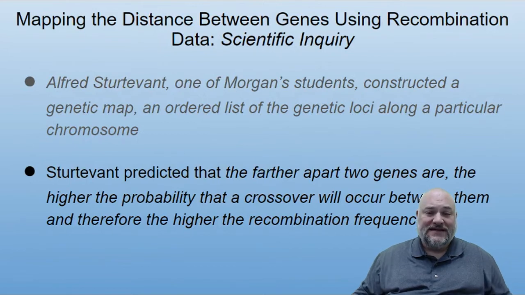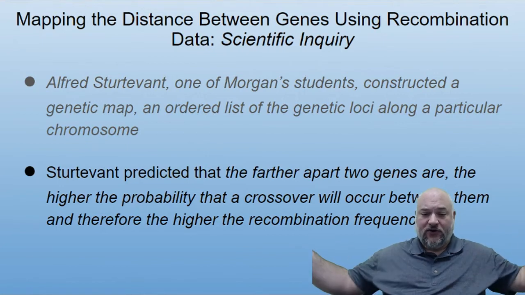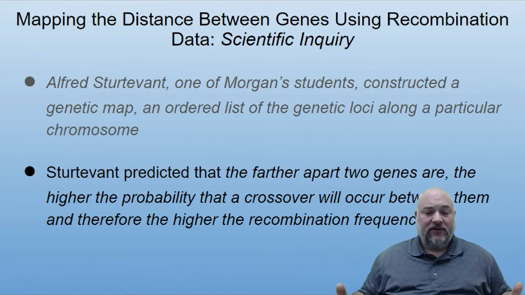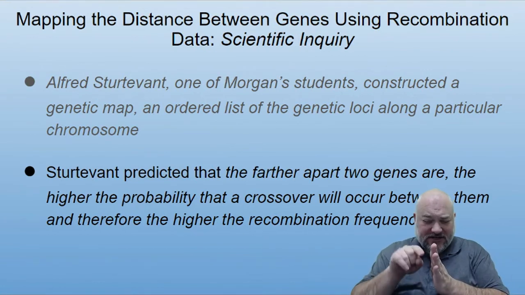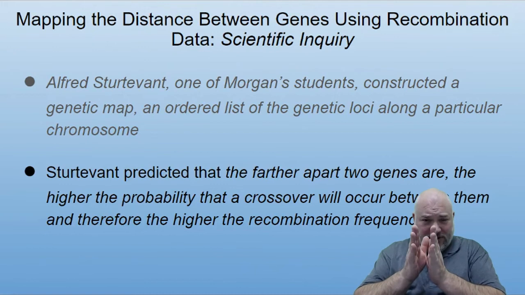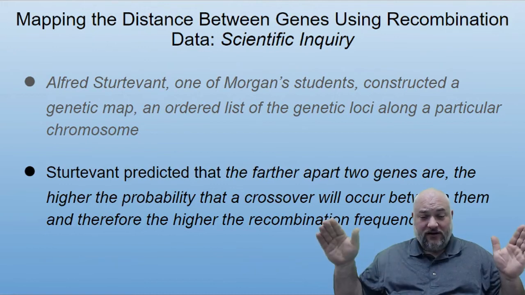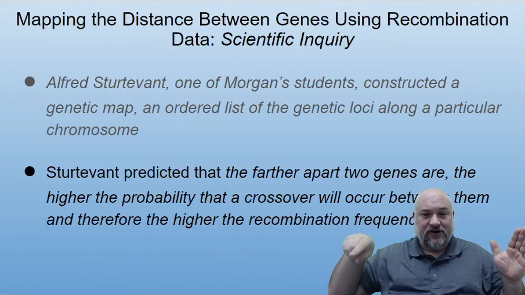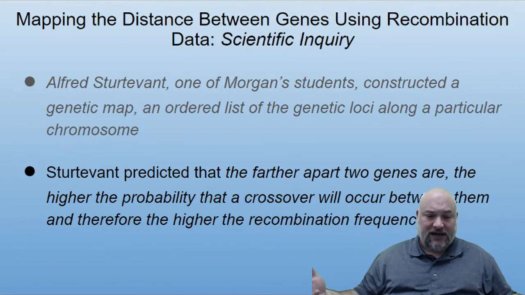Quick thing here, mapping the distance between genes using recombination data. So a little bit of scientific inquiry here. Sturtevant predicted that the farther apart two genes are on the chromosome, the higher the probability that a crossover will occur. Just makes sense. If they're really close, the chances of the crossover happening right between them, pretty small. But if they're pretty far apart, there's lots of places for crossover to occur in between them, and they're more likely to not be linked.